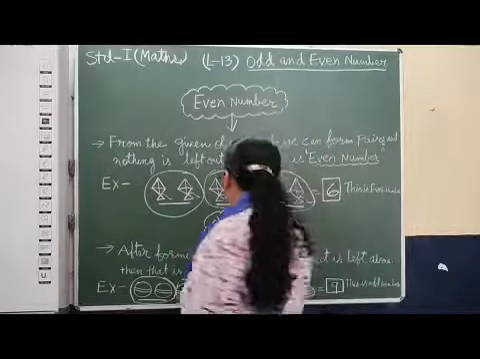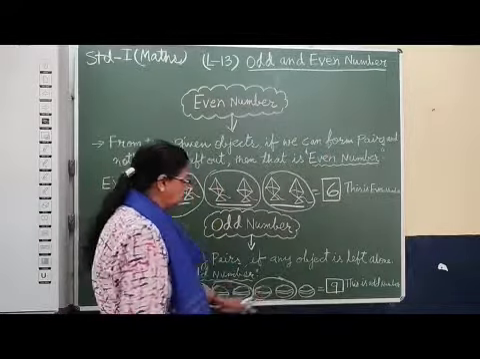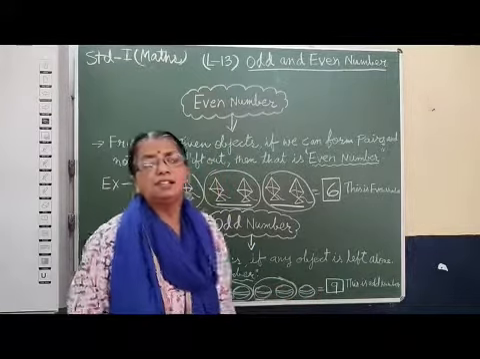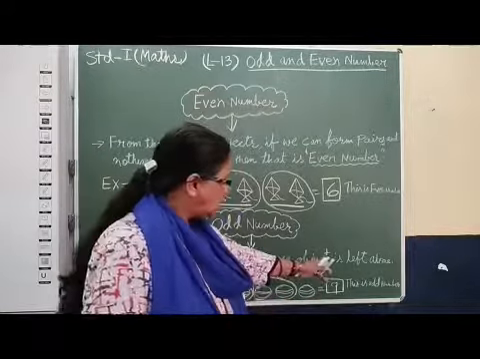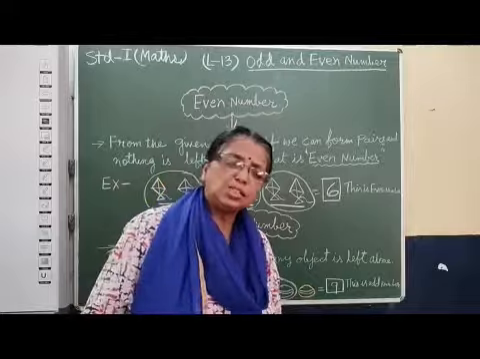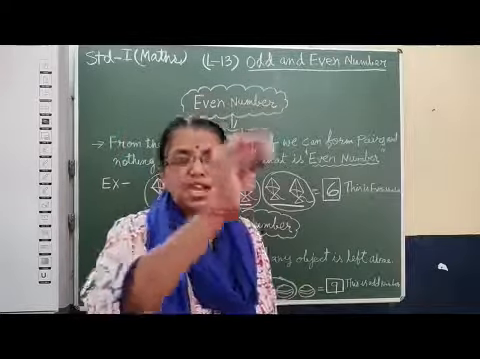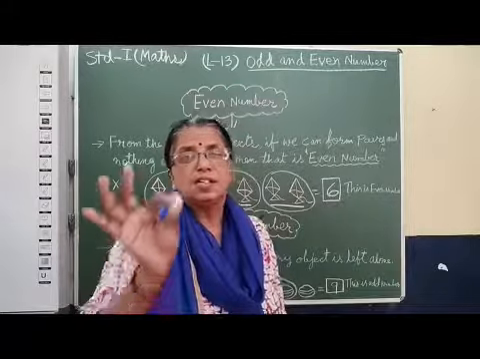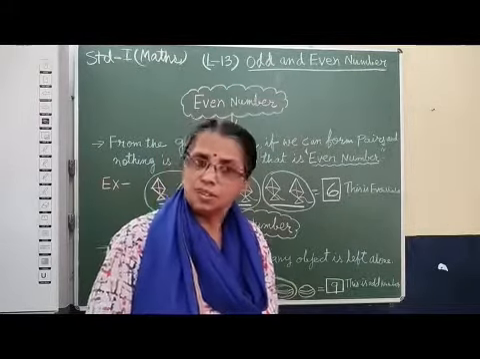Because we can count four pairs. The last one does not have any pair. So 9 is an odd number. So in this way, by making pairs, we can find out whether the number is odd or even. Okay.